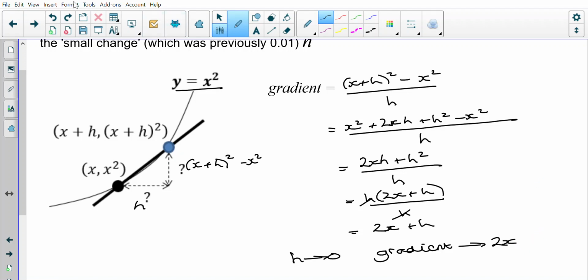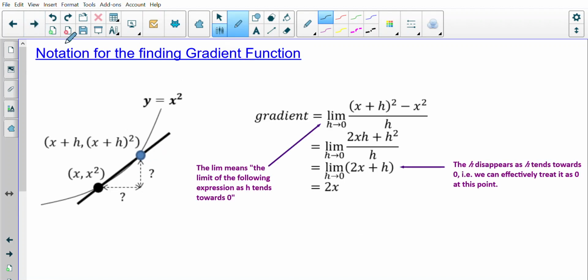I'm just going to show you now some formal A-level notation for finding the gradient function from first principles. Don't worry if it looks a bit scary, I'm just showing it to you so that you've seen it before if you're introduced to it at A-level. So you'll see here I've got exactly the same diagram, and if you ignore this lim h tends to 0, what I've got algebraically there is exactly the same as I had on the previous slide. The only difference is we've got this lim h tends to 0 notation.